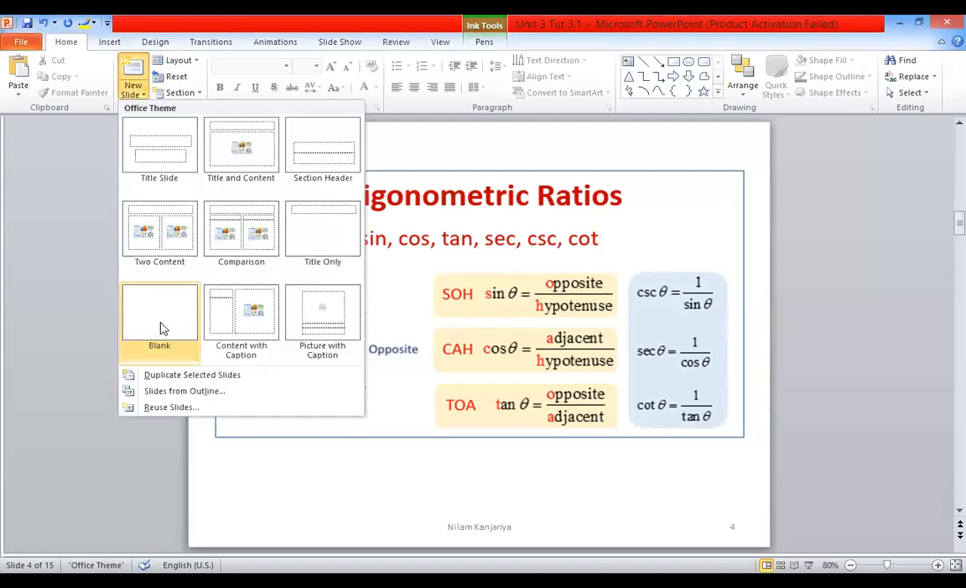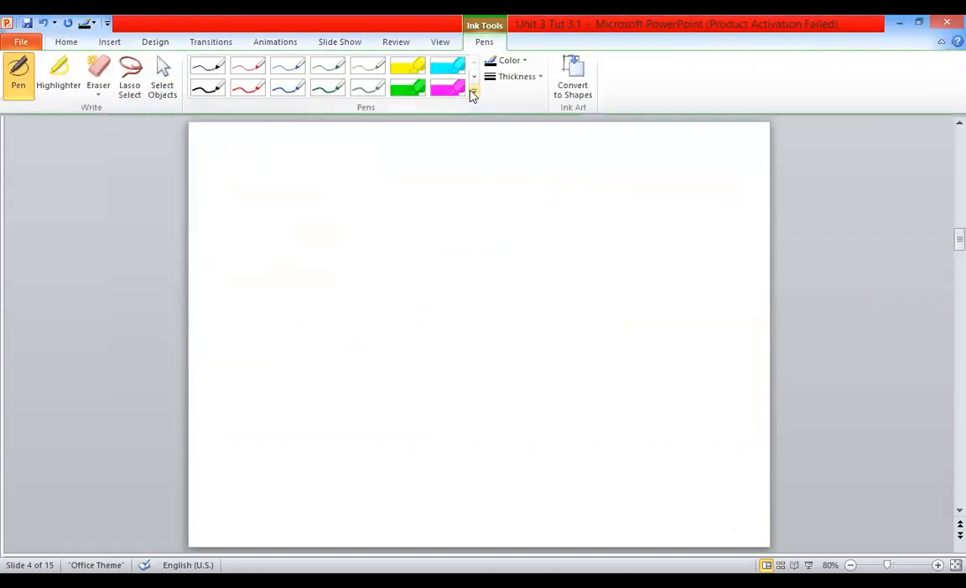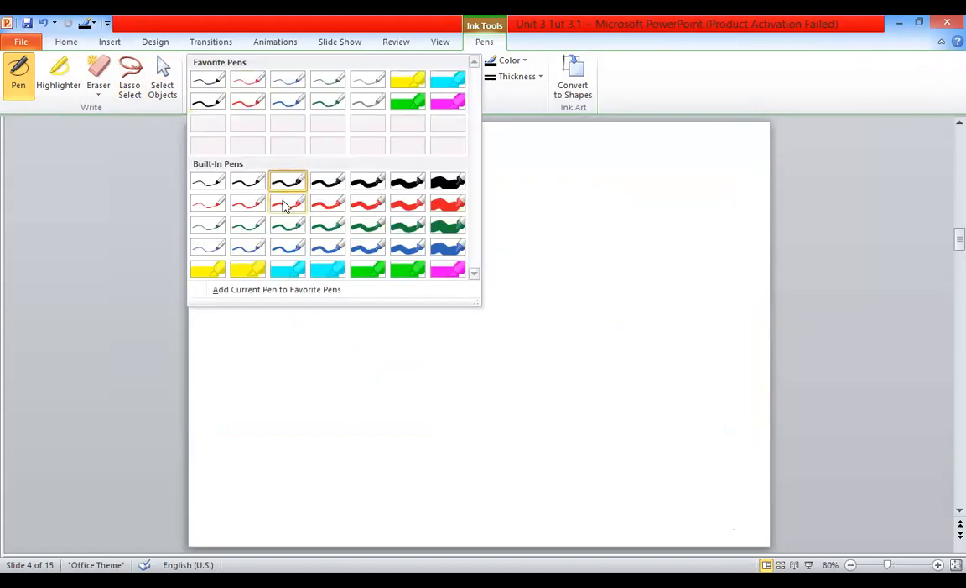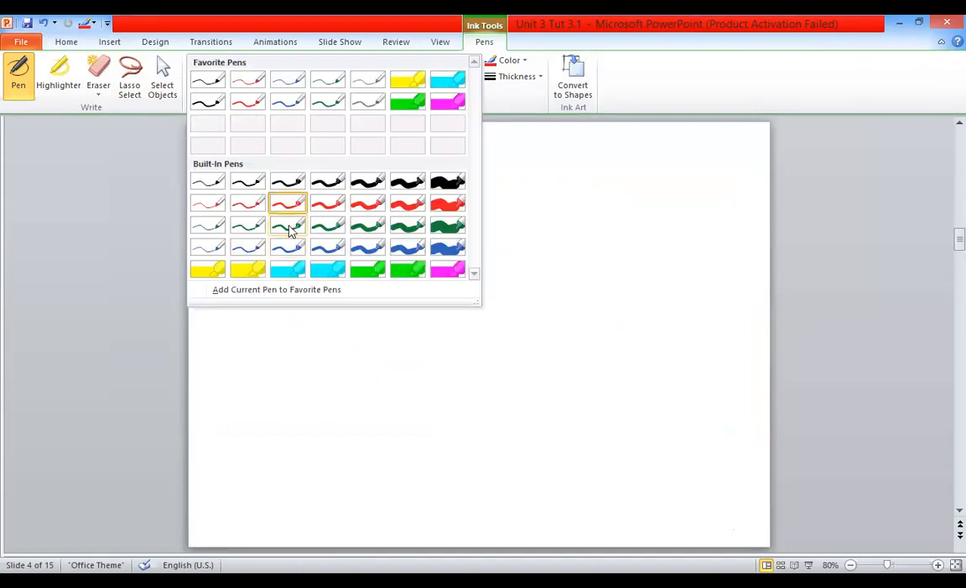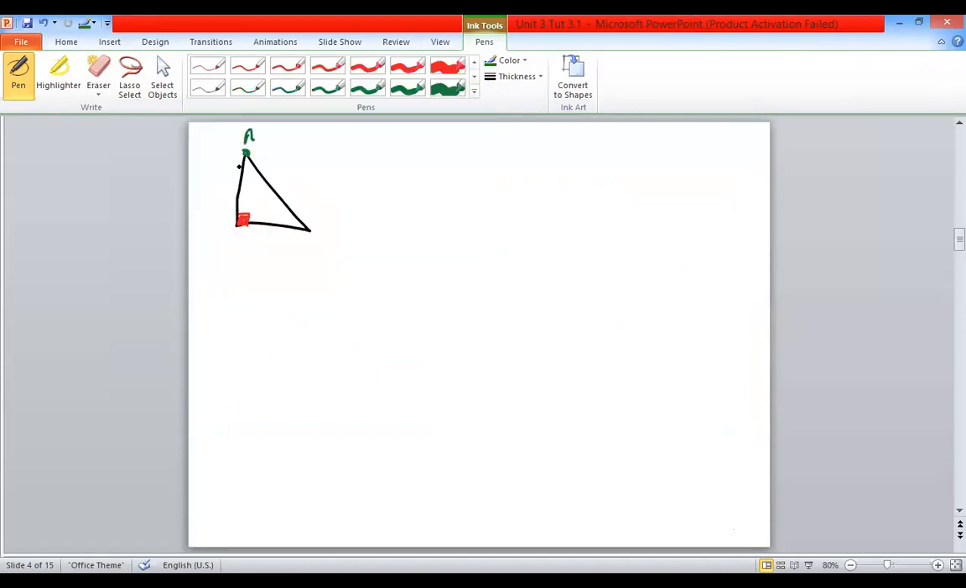So student, the first thing which you have is this right angle triangle. Here suppose your angle is 90 degrees. And these 3 are vertices of the triangle. This is A, B and C.